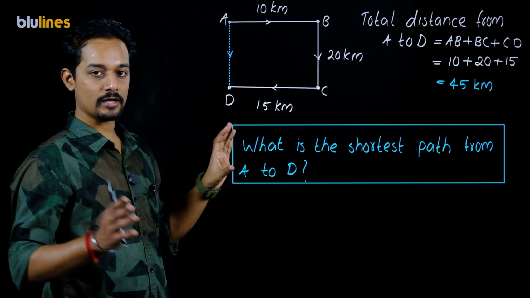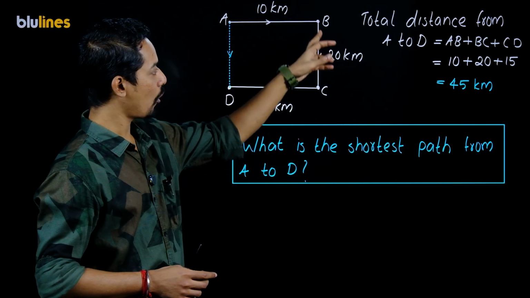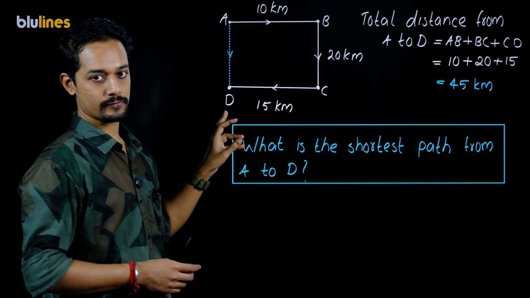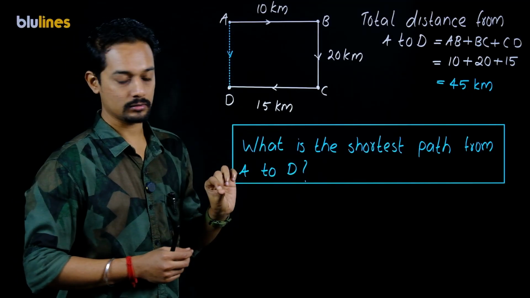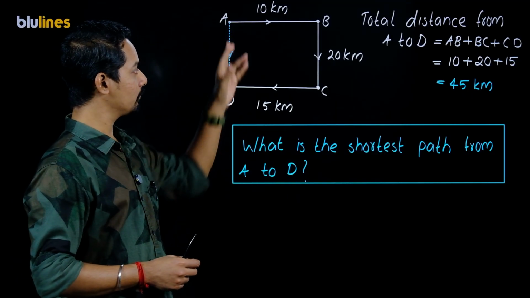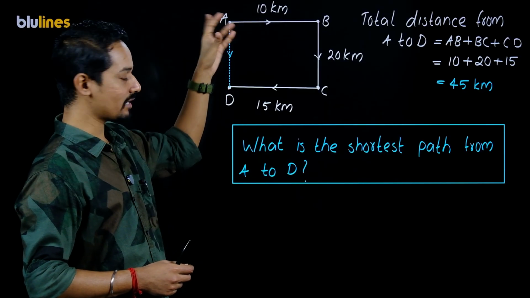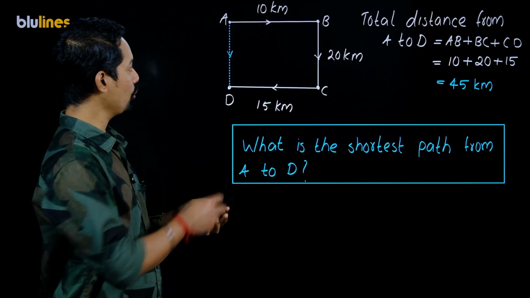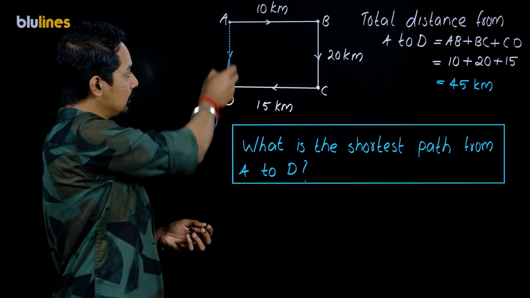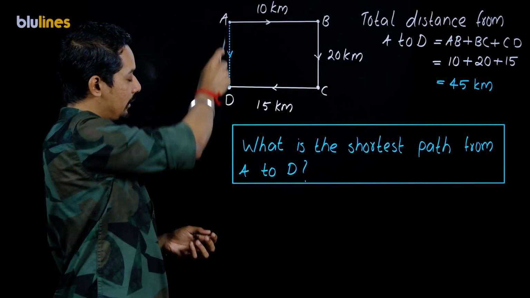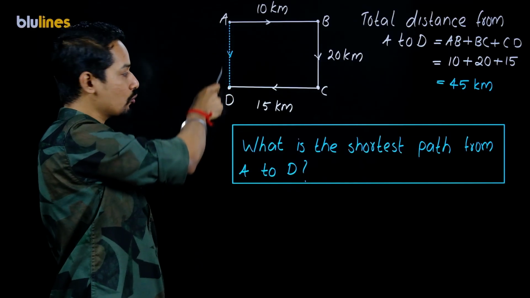Now let me ask one more question. This is a long path connecting initial and final position. Can I have a short path? What is the shortest path between initial and final position, that is A and D? If I look, I have marked it by a dot. It is directed from the initial to the final position.